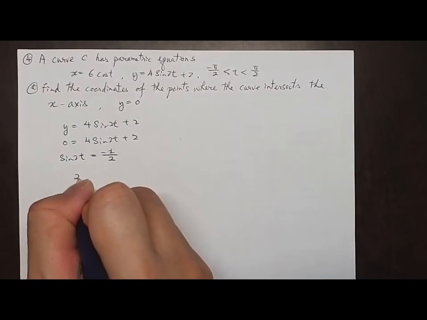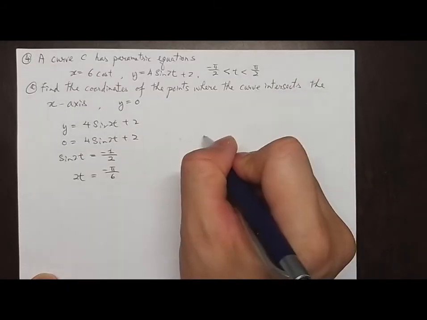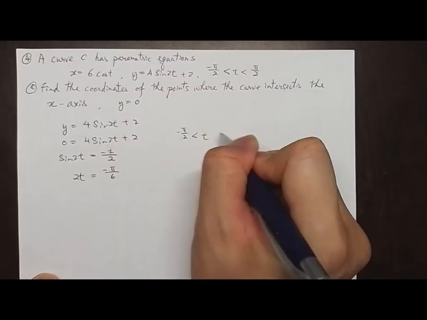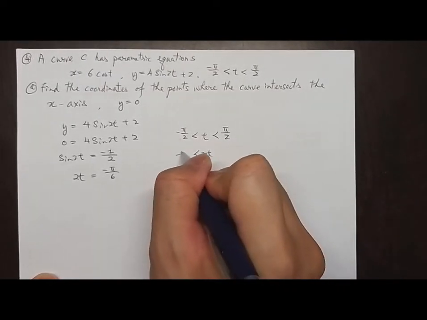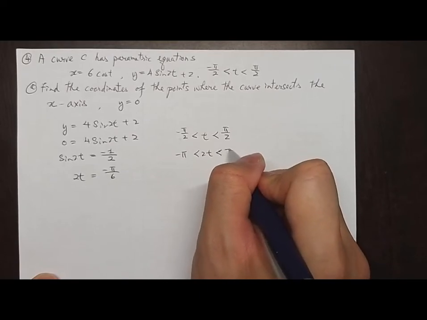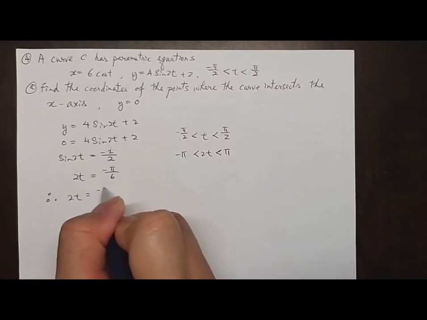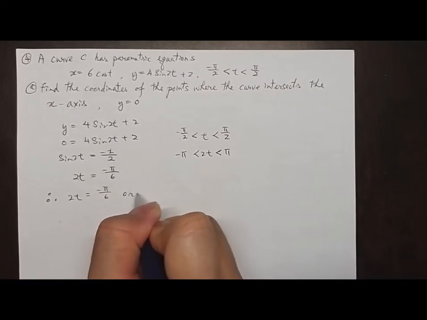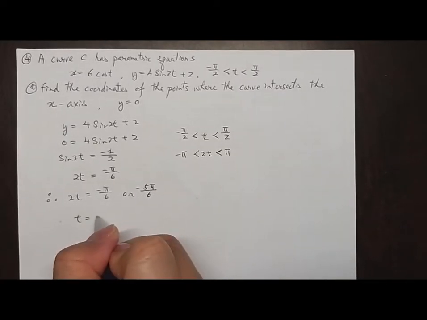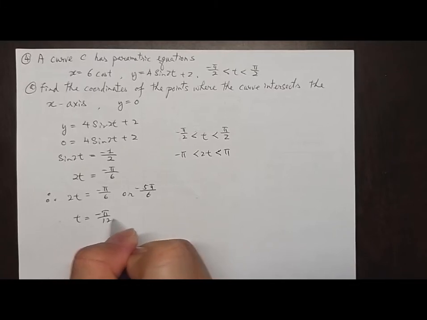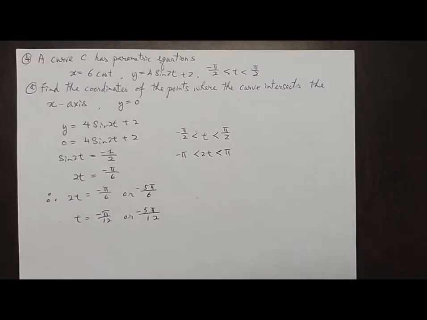And 2t should be equal to minus pi over 6. T is from minus pi over 2 to pi over 2. That means 2t is from minus pi to pi, the range of 2t. Therefore, we have 2t is equal to minus pi over 6 or minus 5 pi over 6. T is equal to minus pi over 12 or minus 5 pi over 12. We got two solutions here.